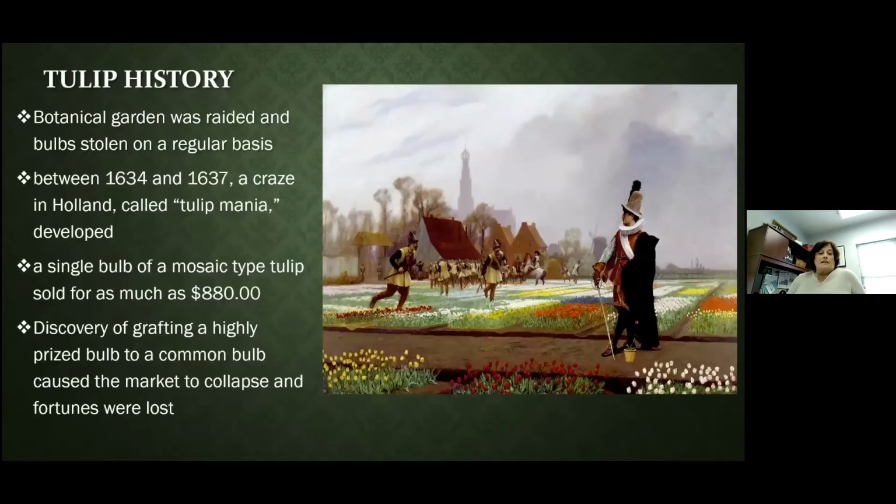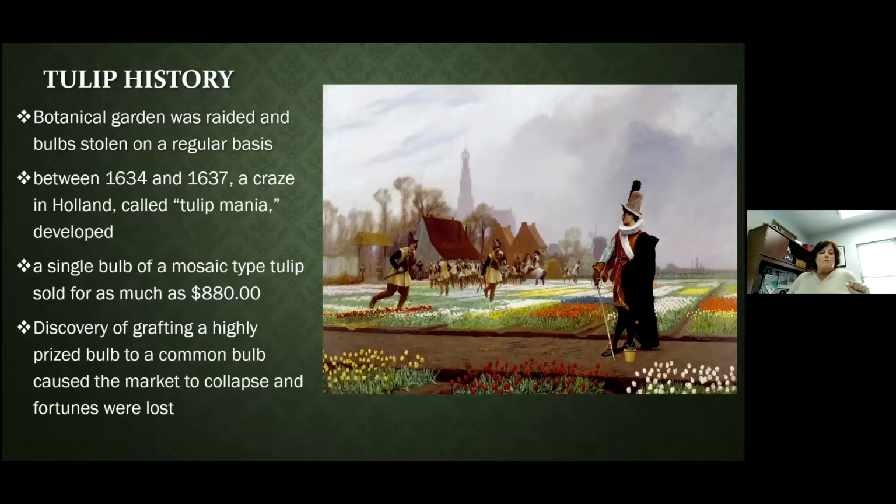Now, I found this fascinating. Tulip history: tulips were such a big deal that between 1634 and 1637, they actually had a craze in Holland called tulip mania. We think of Dutch bulbs as originating in Holland, but no, they were actually an import there as well. However, in Holland, they took it and ran with it.